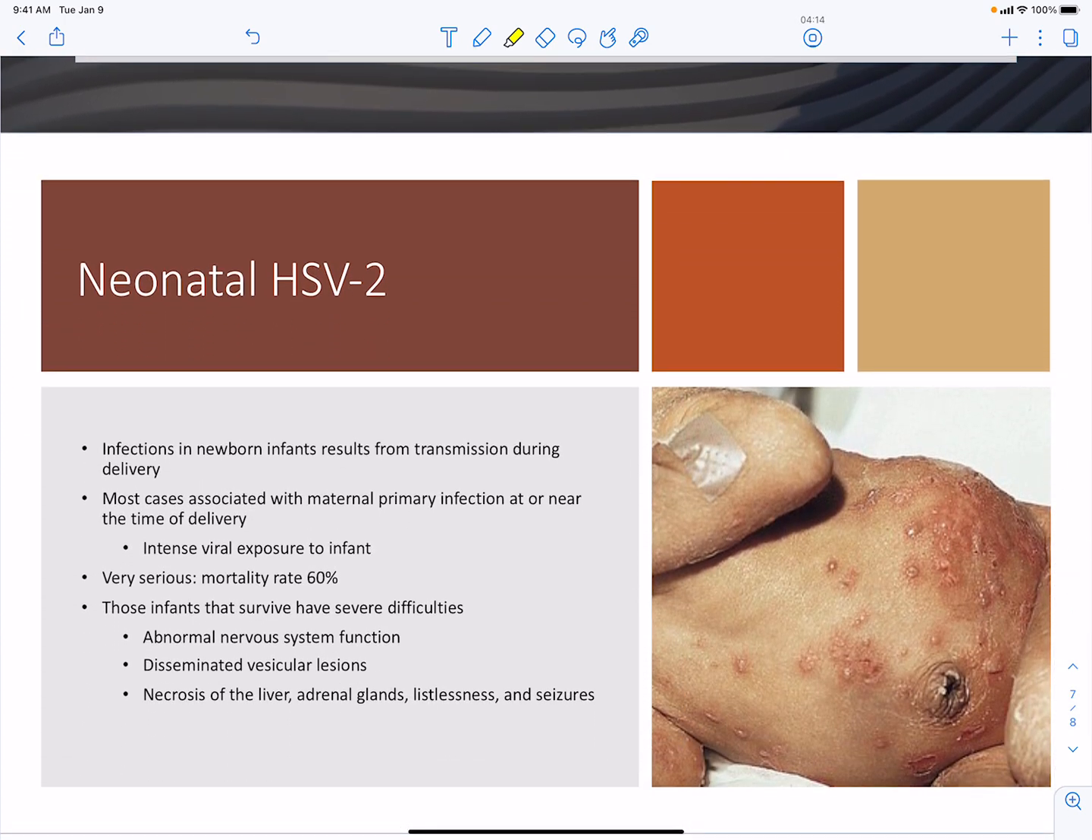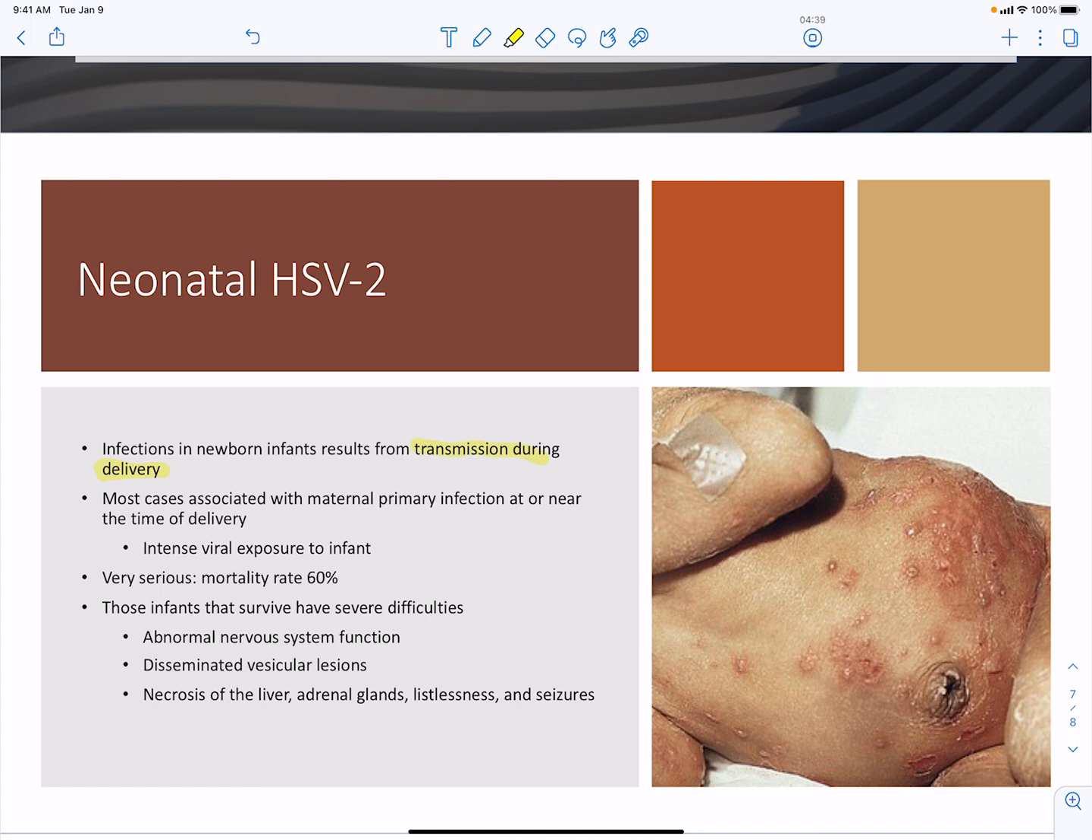Neonatal herpes simplex virus 2 can result from transmission during delivery. Herpes viruses cannot cross the placenta. This is usually associated with a primary infection in the mother at or near the time of delivery, when the mother does not have an immune response to control the infection, and the baby gets born and gets transmitted the virus.